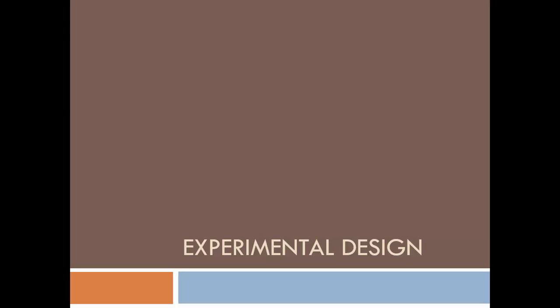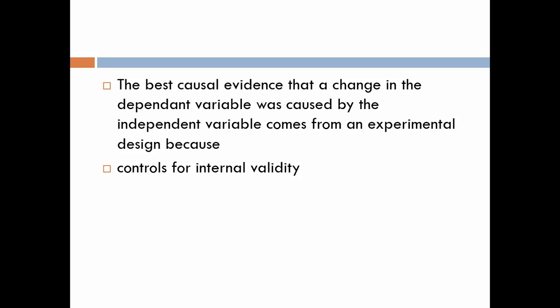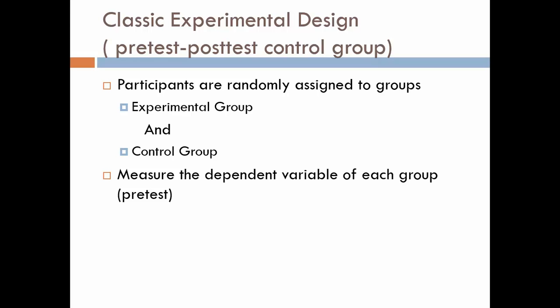Okay, so we're going to talk about experimental design now. Experimental design is the research design that controls for internal validity the best. So the best causal evidence that a change in the dependent variable was caused by the independent variable comes from an experimental design. So this has the highest internal validity. The classic experimental design has a pretest, a post-test, a control group, and an experiment group.